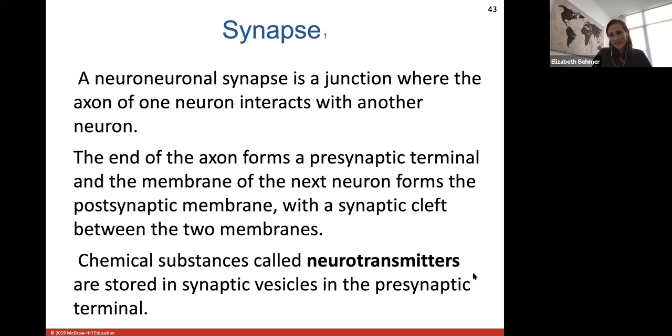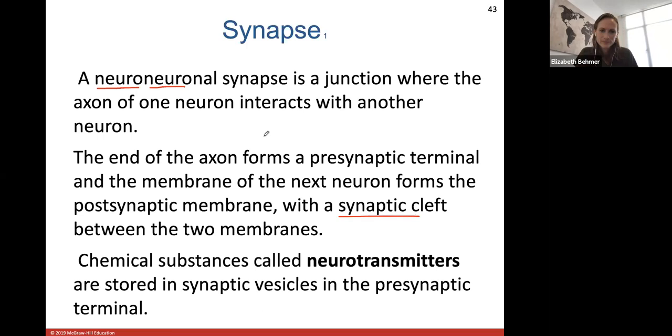So then we'll talk about synapses. We talked a little bit about synapses when we were at the neuromuscular junction. A neuroneuronal synapse is a synapse between two neurons. It's a junction where the axon of one neuron interacts with another neuron. The end of the axon usually forms what we call a presynaptic terminal, and the membrane of the next neuron forms the postsynaptic terminal. So the presynapse and then the postsynapse, with a synaptic cleft, or a space, between the two membranes.